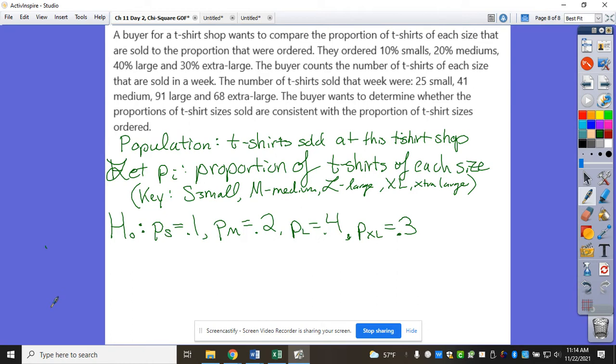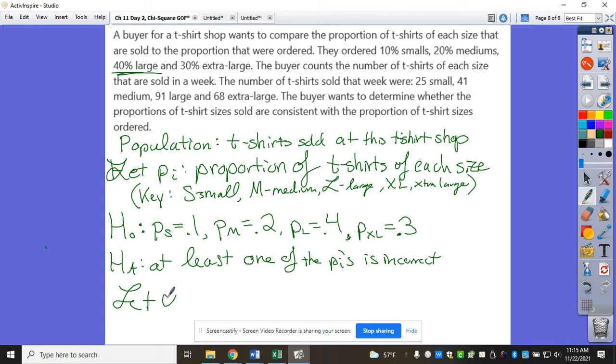So that's our claim. Our alternative, it was given to you. This sentence. Our alternative, what do I write? You literally write that every single time. At least one of the PIs is incorrect. And then we'll just say let alpha equal 0.05.